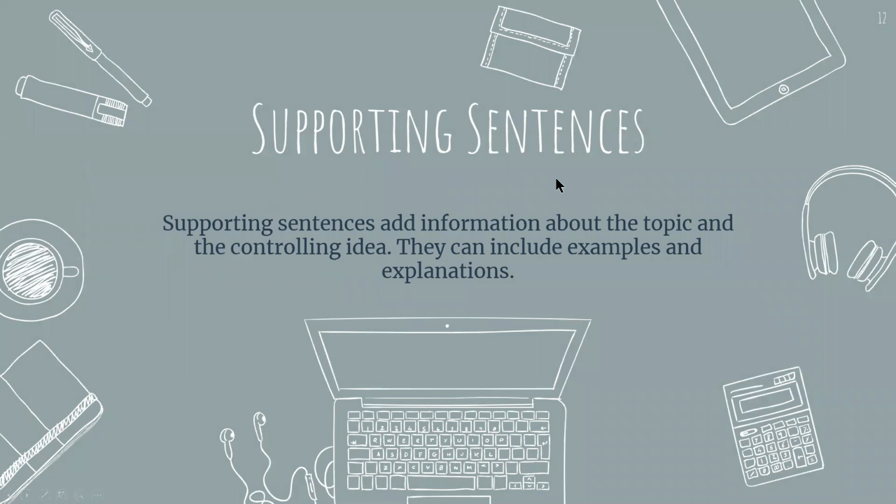Supporting sentences. When you're done with the topic sentence, and you have given your readers an idea about the paragraph, what the paragraph will be about, now it's time to actually write the paragraph itself. You need to support this topic sentence with more sentences that support your idea. So this is what we call supporting sentences. These sentences add information about the topic and the controlling idea. They can include examples and explanations. It all depends on the type of the paragraph you're writing, and we are going to take a look at this later on in the course.